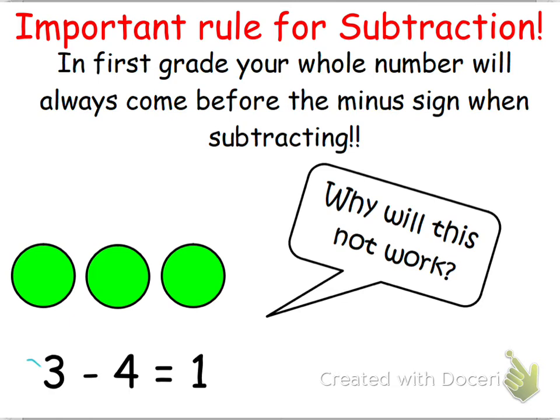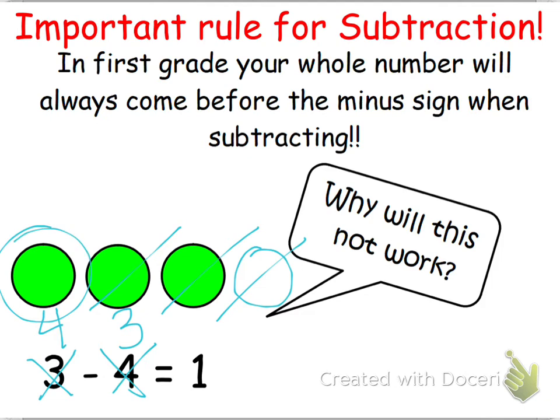So the whole has to be in front. Just like how I did here. 4 is our whole. So 4 would have to be in front if you would have 4 right here. Okay? So now, and then you'd better take away 3.